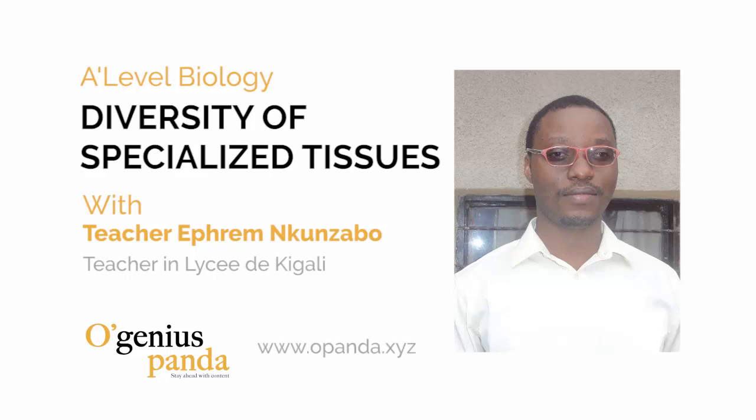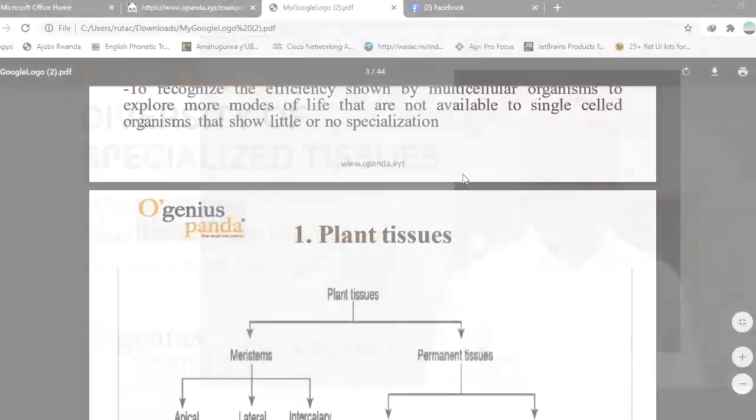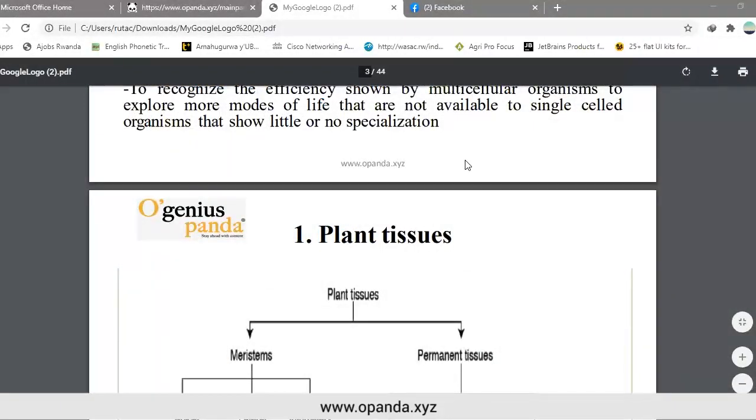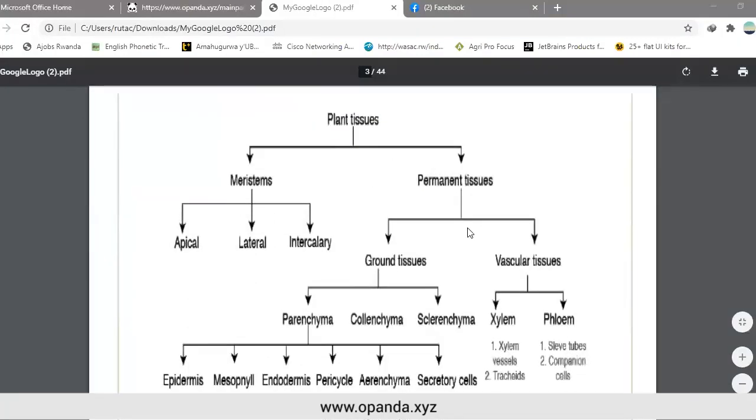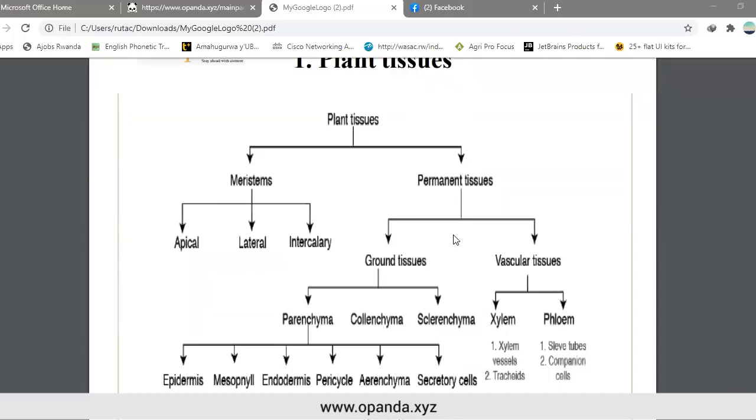Let's now start with plant tissues. What is a tissue? A tissue is a group of cells which are there to perform a similar function or similar functions. Plant tissues have meristems and permanent tissues. Among the meristems, we have the apical, lateral, and intercalary. Among permanent tissues, we have ground tissues and vascular tissues.